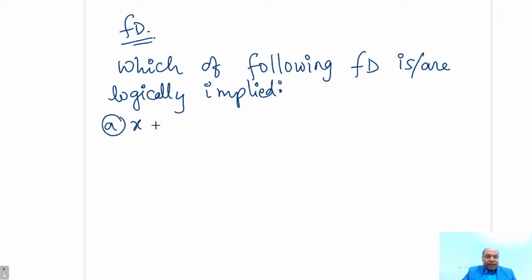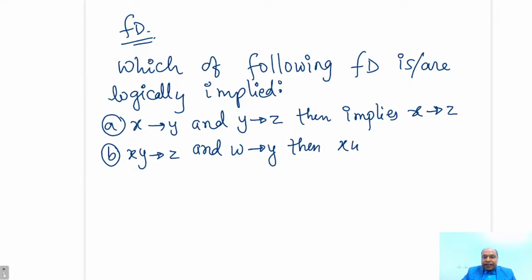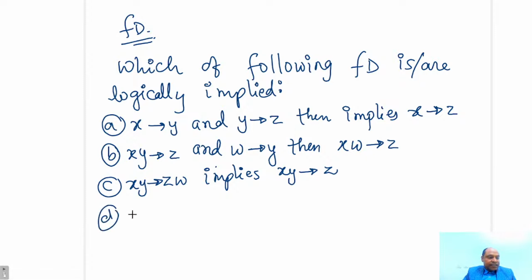So option A is given as: if x derives y and y derives z, then x derives z. Option B says that if xy derives z and w derives y, then xw derives z. Option C says that if xy derives zw, that implies xy derives z. Option D says that if xy derives zw, then it implies x derives zw. Let's try to take it out.